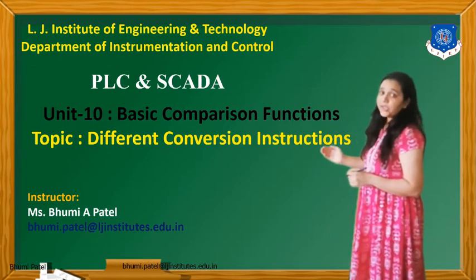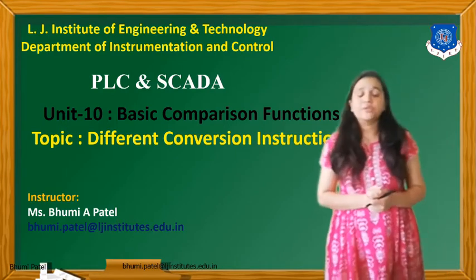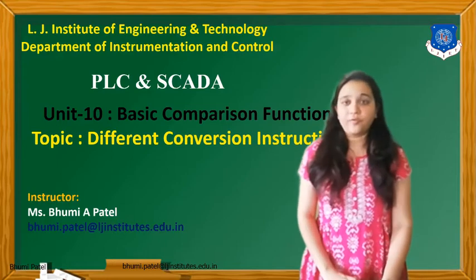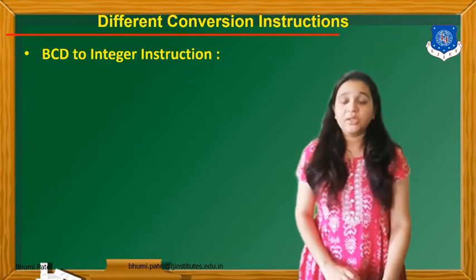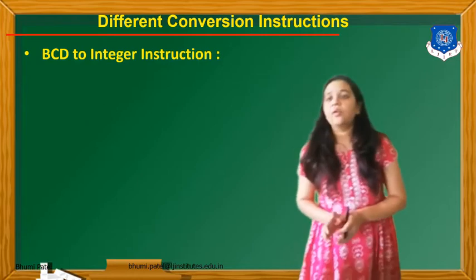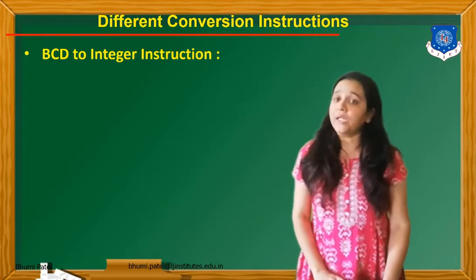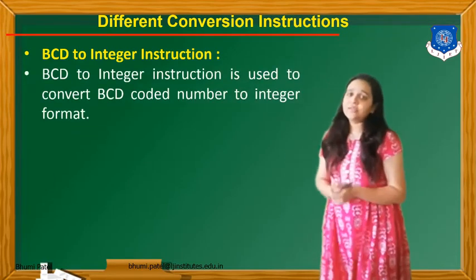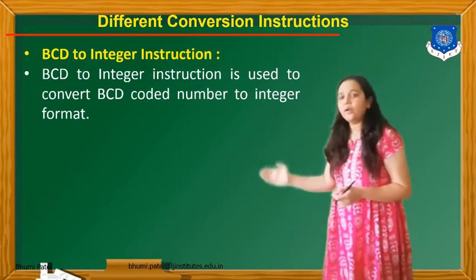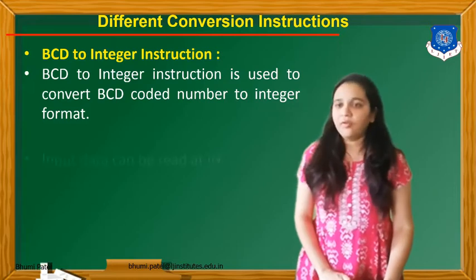Today our topic is the different conversion instructions used in PLC software. First of all, if we have to convert a BCD, binary coded decimal, number to an integer, the BCD to integer instruction is used to convert BCD coded numbers to the integer format.